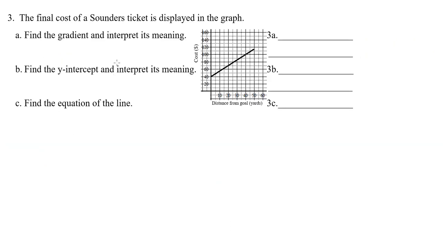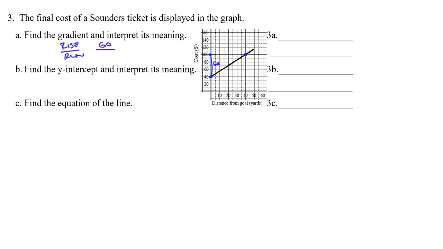All right. 3, final cost of the Sounders tickets displayed in the graph. Find the slope and interpret its meaning. So, find 2 nice spots. It looks like that's a nice spot, and looks like this is a nice spot. It intersects right at a nice spot in the 2 lines there. And then I'm just going to find this distance, because if you'll remember, slope is rise over run, right? So this here from 40 up to 100 is 60. So we go up 60.